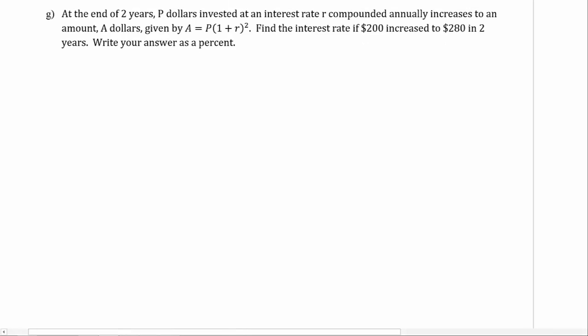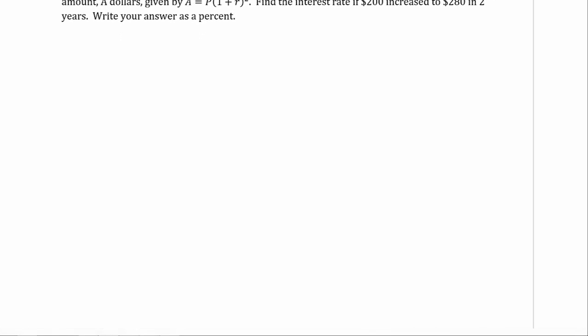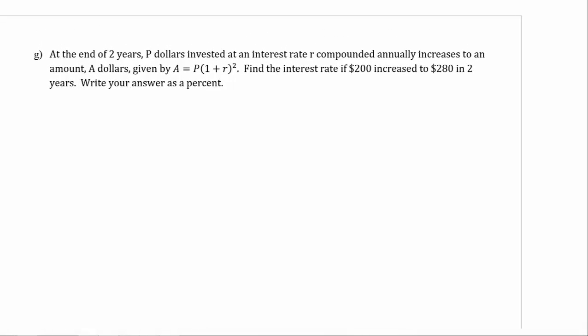And this is our last one. At the end of 2 years, P dollars invested at an interest rate R, compounded annually, increases to an amount A dollars, given by A equals P times the quantity 1 plus R squared. Find the interest rate if $200 increased to $280 in 2 years. Write your answer as a percent.